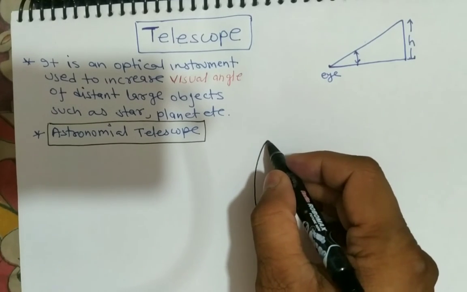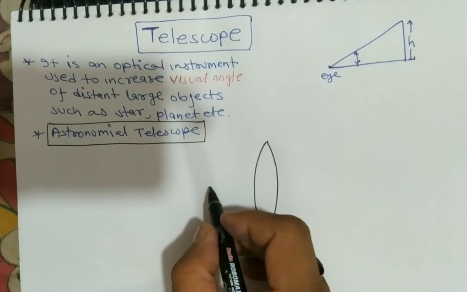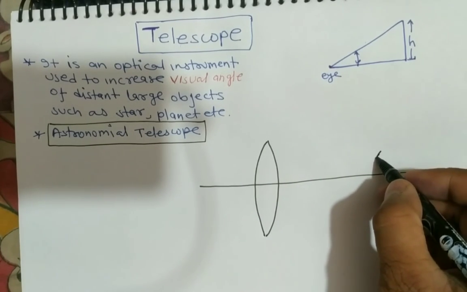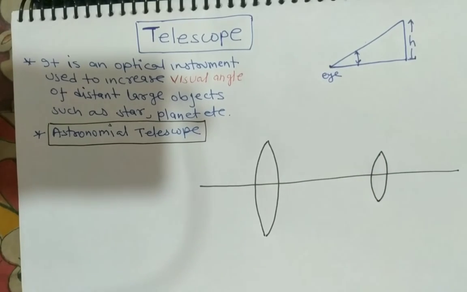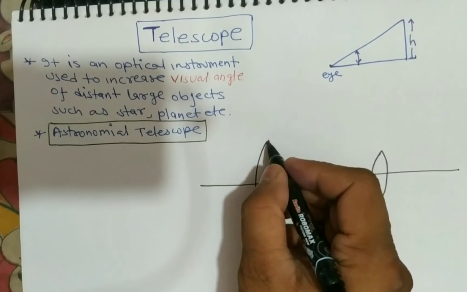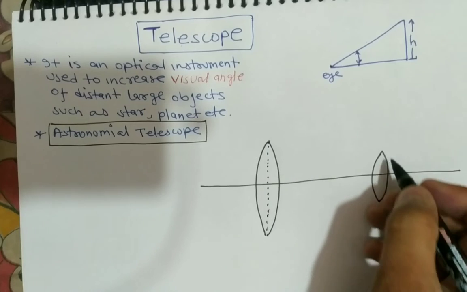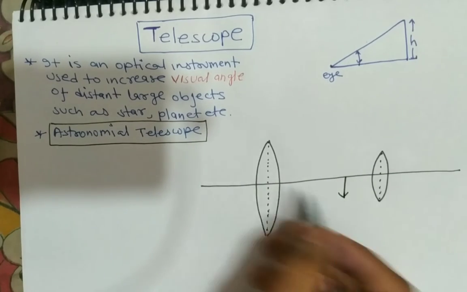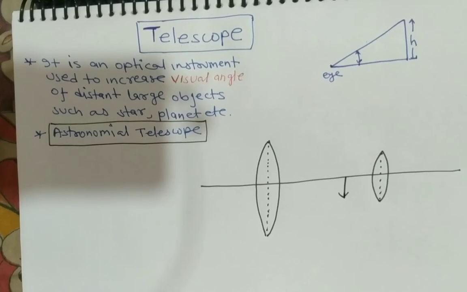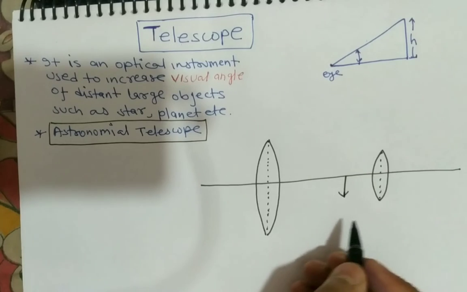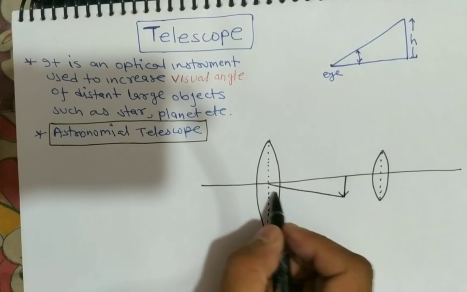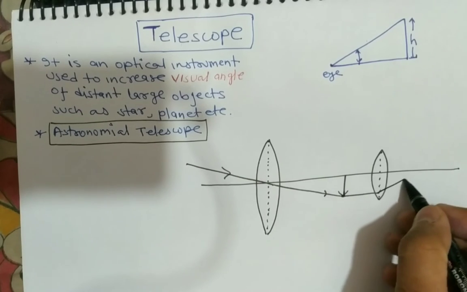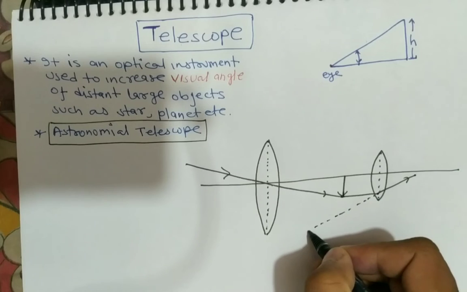This is the first convex lens and this is the axis, and the second lens is smaller compared to the first lens. As we know, to draw the image, first draw the image and then redraw the ray diagram. Let the light pass like this, it will go to this, and the extended point will be in this section.